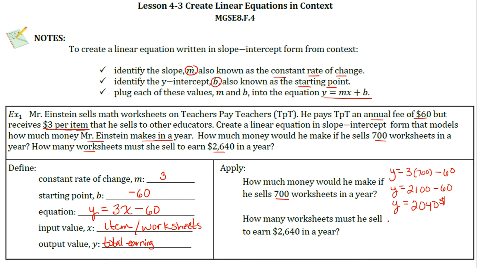So we're going to plug in 2,640 equals 3 times some number of worksheets minus 60. So we're just going to solve for x. We need to undo minus 60, so we're going to add 60. That gives us 2,700 equals 3x. We're going to divide by 3, and x is going to equal, so 3 goes into 27, 900 worksheets.